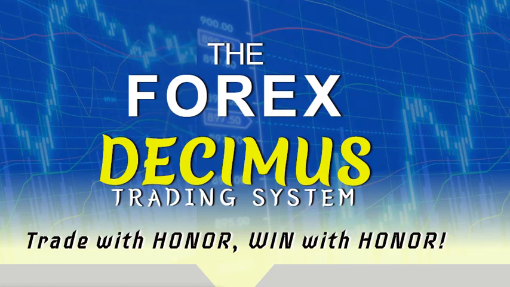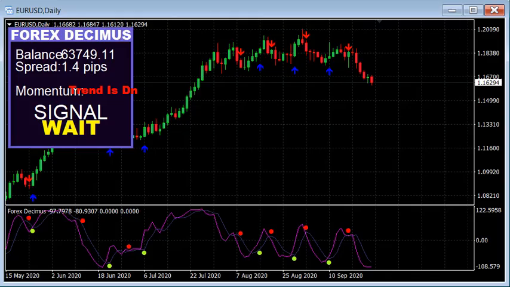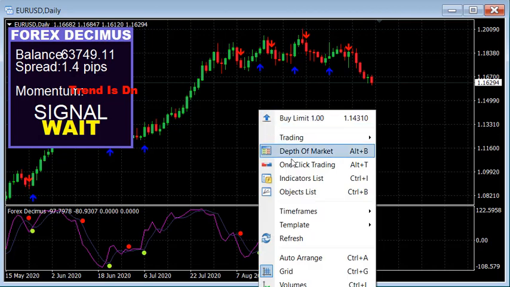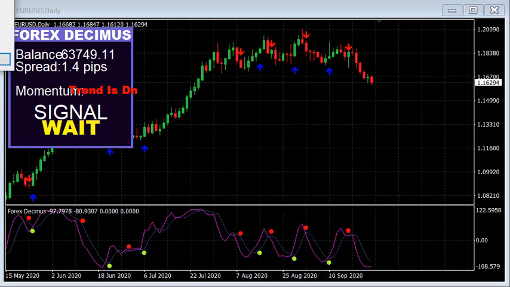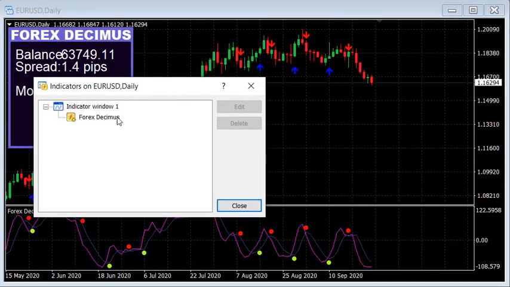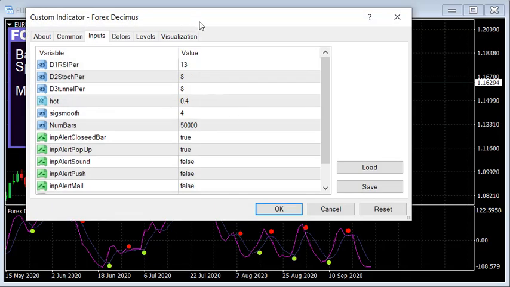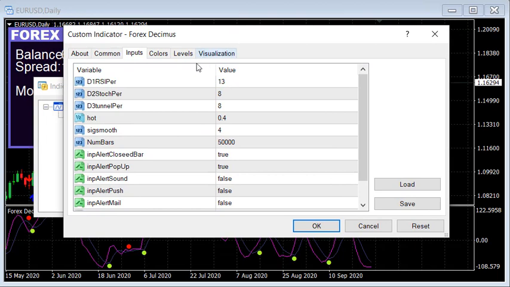In fact, let me just go ahead and bring something up. Let me bring my platform up, because there is something I do want to show you about this. All right. Let's take a look at the Euro Dollar daily chart. Let me bring the indicator list up, and this will help us bring up the input chart.